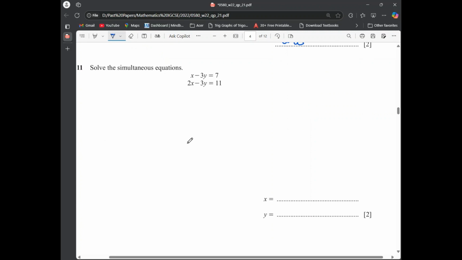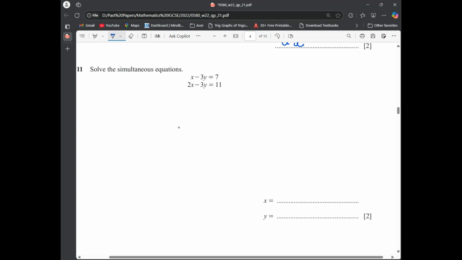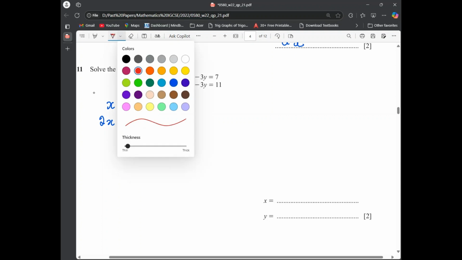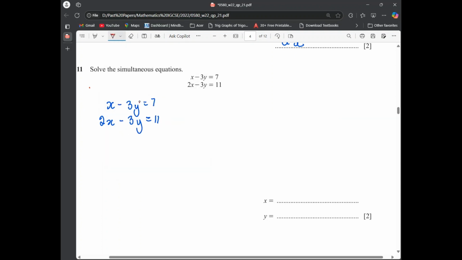Solve simultaneously. Question 11. Right, so we've got two equations: x minus 3y equals 7, and 2x minus 3y equals 11. From the start, I can see that I have a common term in both those equations. 3y and 3y are common.